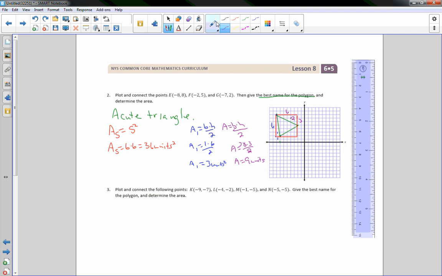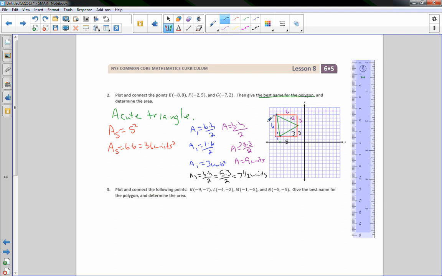So that's triangle 2. Now I'm going to calculate the area of triangle 3, which is right here, and that has a distance of 1, 2, 3. That's 3. And this has a distance of 1, 2, 3, 4, 5. So the area of triangle 3 is base times height divided by 2, which equals 5 times 3 divided by 2, which equals 15 divided by 2, or 7 1/2 units.